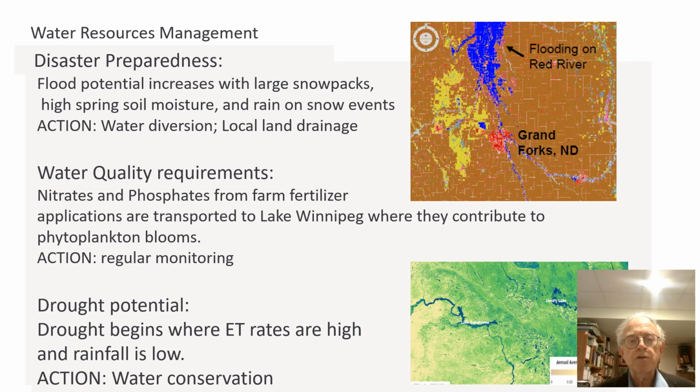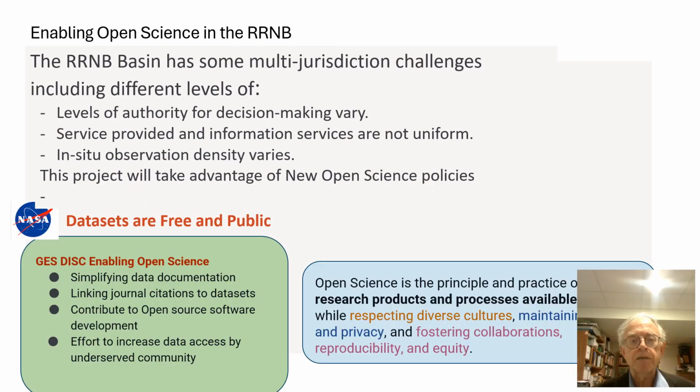Water quality is monitored through in situ observations and is important because farm fertilizer applications tend to bring nitrates and phosphates up to Lake Winnipeg. Drought potential has to be monitored as well. Drought begins when evapotranspiration is high, which can be monitored quite accurately, and when rainfall is low, so that concepts can be implemented. In order to provide the information needed for the community, we're following a strategy of open science.